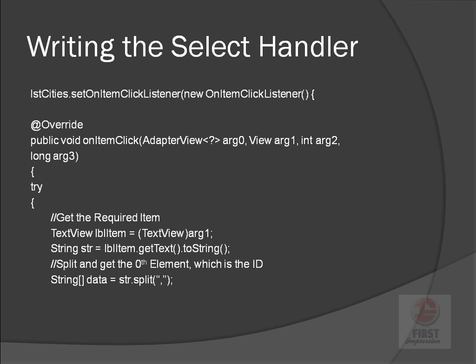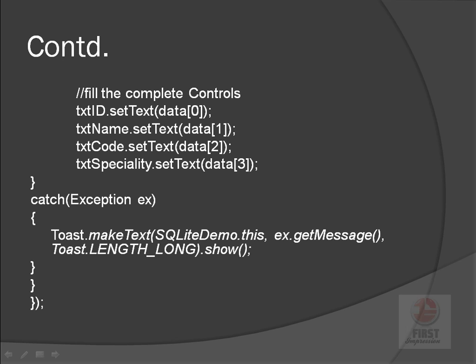Now we have to do a simple thing of filling the complete fields by saying txt_id.setText data of 0. This data contains all the 4 fields. Out of these 4 fields, you will require the 0th field, that is the ID, first field the name, second field the code, and third field the specialty. In case there is an error, you just toast that error to the output.